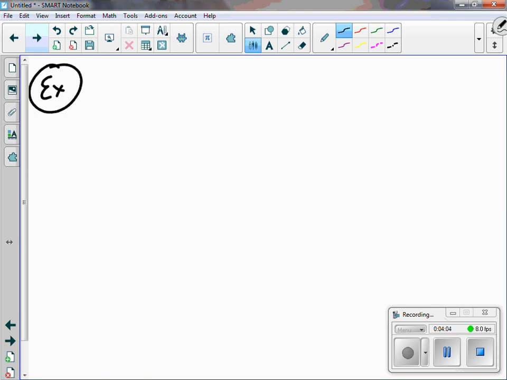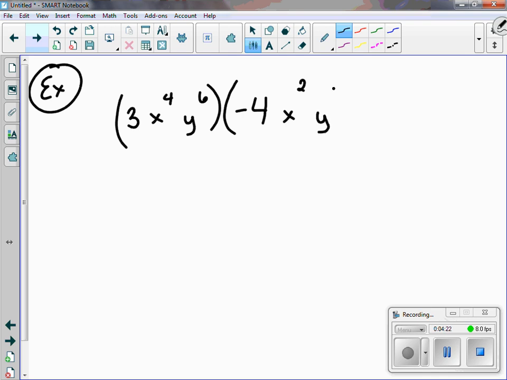All right, so enough about the actual properties. Let's get to the heart of the matter. How do I actually simplify when I've got something there? So let's say that I've got 3x to the 4th, y to the 6th, times negative 4x squared, y to the negative 10.